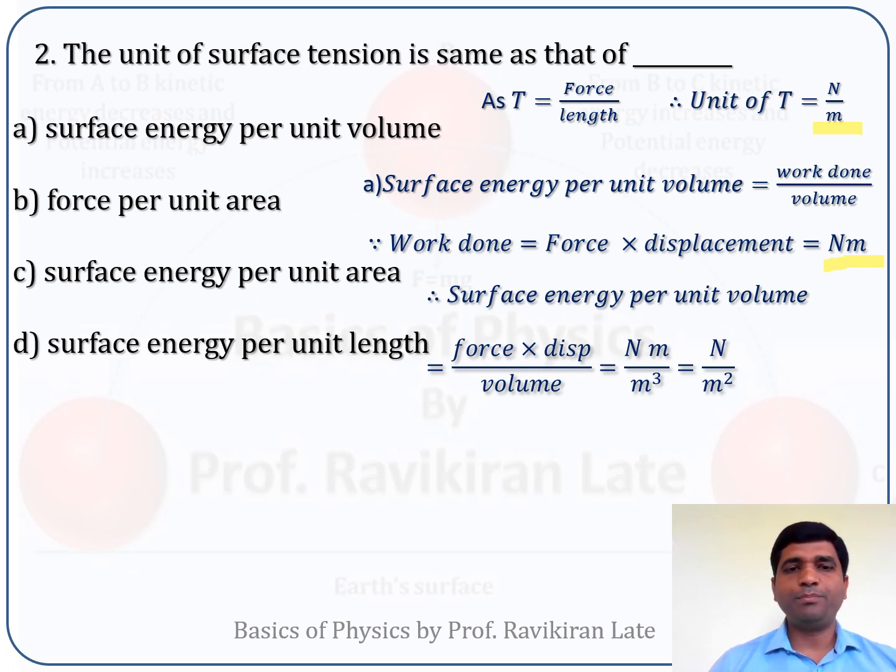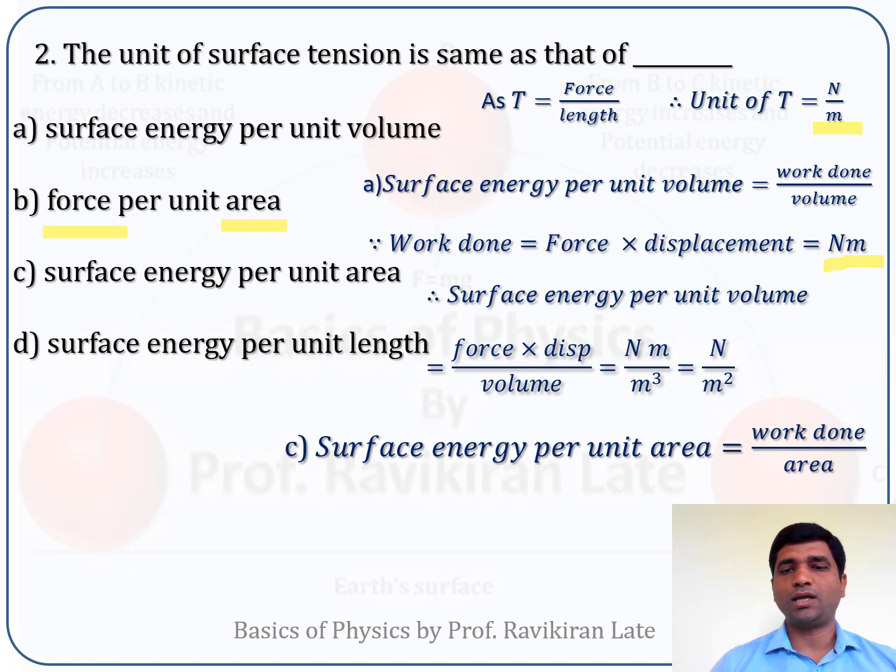Okay. Option B is given as force per unit area. We know that force is measured in terms of Newton, and area is measured in terms of meter square. So its unit is also coming out to be Newton per meter square. So obviously option B is also not a correct answer.